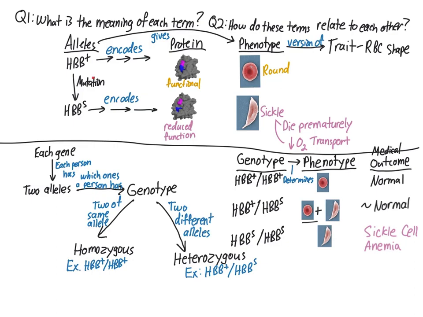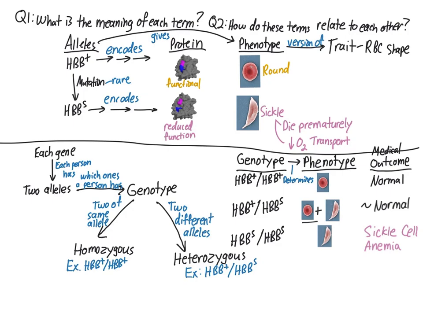So here we've seen how a mutation that can create a new allele causes that allele to encode a protein with reduced or lack of function, resulting in a phenotype that can lead to a genetic disease, sickle cell anemia. Keep in mind, though, that mutations that create a new allele which reduces or destroys the function of a protein are thankfully pretty rare. In fact, most mutations don't do very much at all.